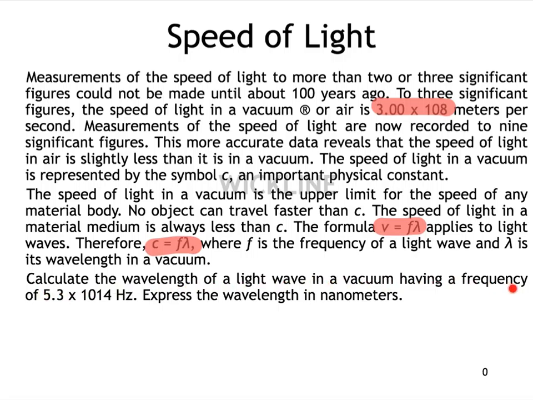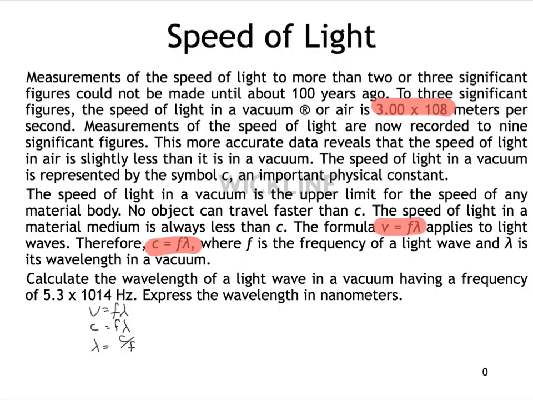Let's do this example question. Calculate the wavelength of a light wave in a vacuum having a frequency of 5.3 by 10 to the 14th hertz, but then express the wavelength in nanometers. So remember, when we use v equals f lambda, we'll get a wavelength in meters, but we'll need to express that in nanometers, so make sure we do that conversion. So v equals f lambda, and in this case, it's really going to be c equals f lambda. C is 3 by 10 to the 8th, which we know, and we also know the frequency. It's 5.3 by 10 to the 14th, so let's rearrange for lambda.